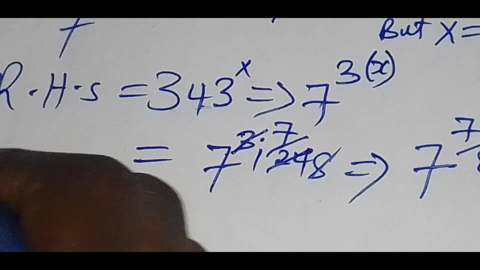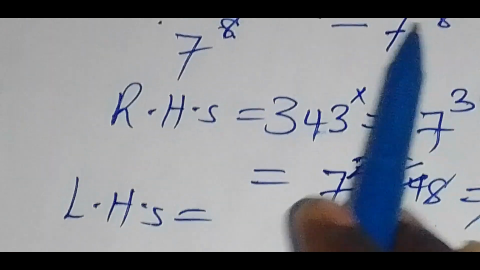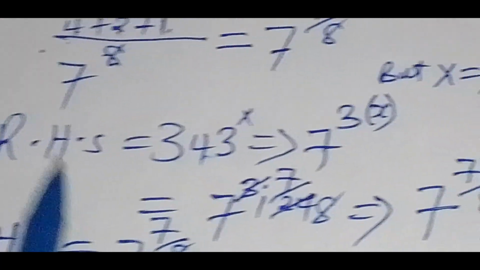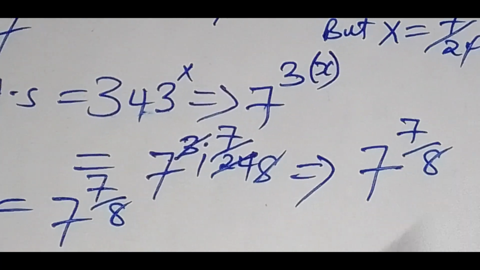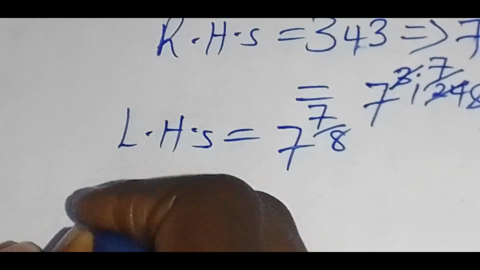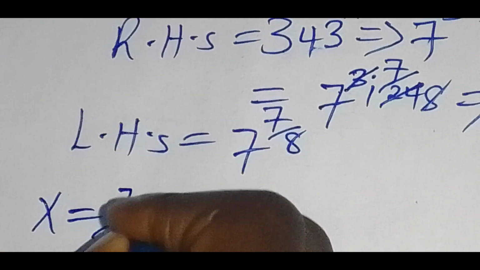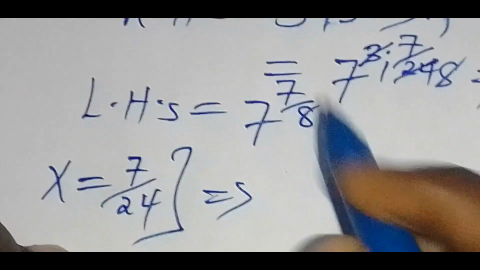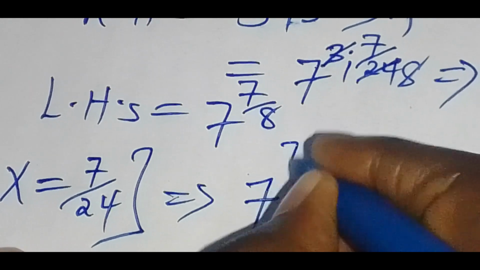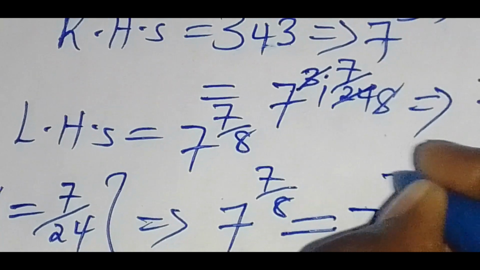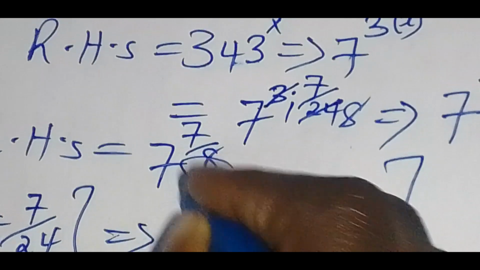Remember that our left hand side, we have 7 raised to power 7 over 8, and our right hand side we have 7 raised to power 7 over 8. So that means, we are saying that our x, which is equal to 7 over 24, is the correct answer for our equation, simply because the left hand side, which is 7 raised to power 7 over 8, is equal to the right hand side, which is equal to 7 raised to power 7 over 8. So that is correct. That means that x is equal to 7 over 24.